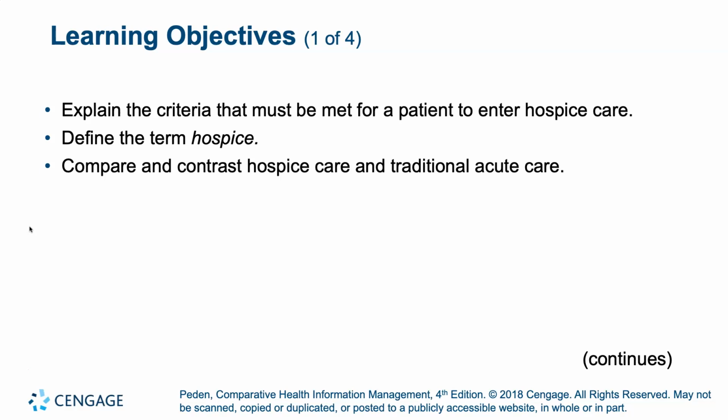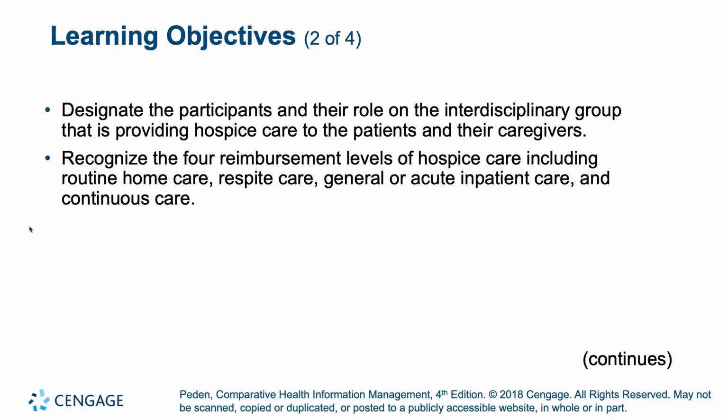According to our book, we are learning the following about hospice. We're going to talk about criteria that has to be met for a patient to enter hospice care. We'll define the term hospice. We'll compare and contrast hospice care and traditional acute care. We'll talk about hospice facilities versus hospice beds in hospitals versus hospice care in skilled nursing facilities versus hospice care at home, among other things.